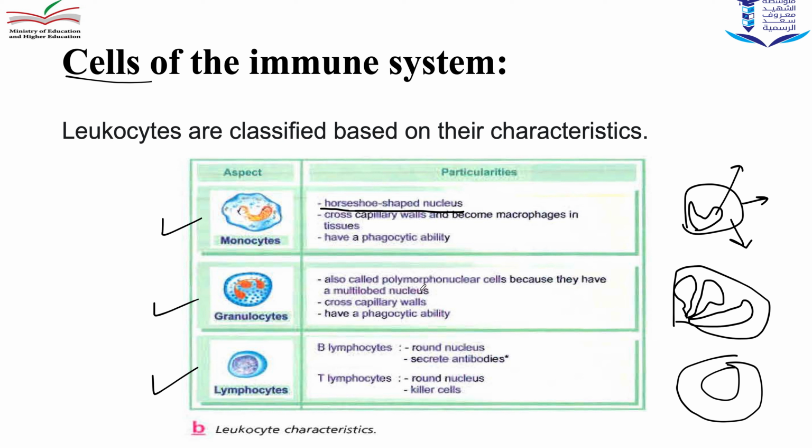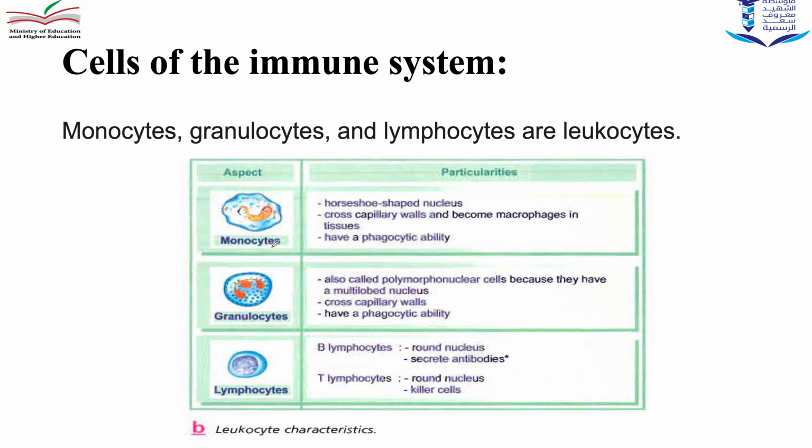And this one is a polymorphonuclear. But that's not all, I only care that you say it has a multi-lobed nucleus. So this one has a horseshoe-shaped nucleus, this one has a multi-lobed nucleus, and the third one, the lymphocyte, has a rounded nucleus. These are concerning the shape of nuclei.